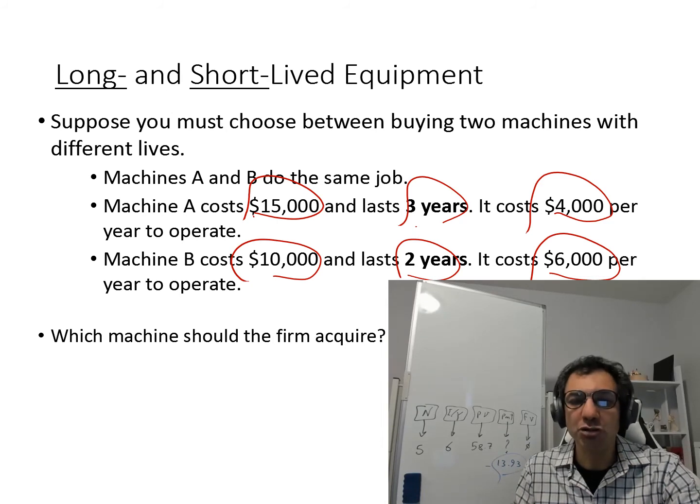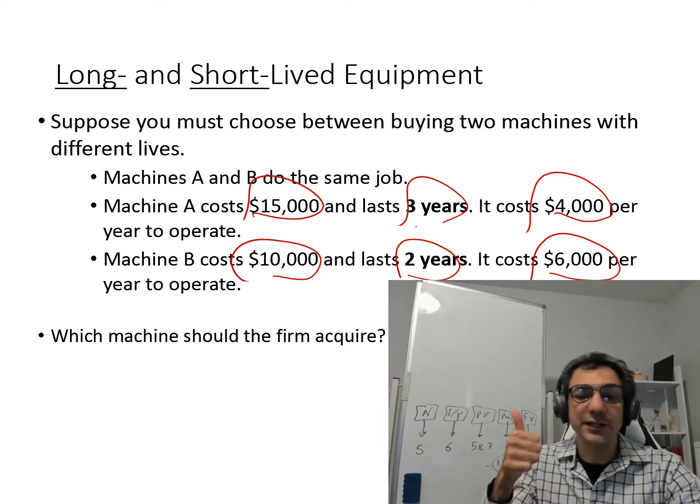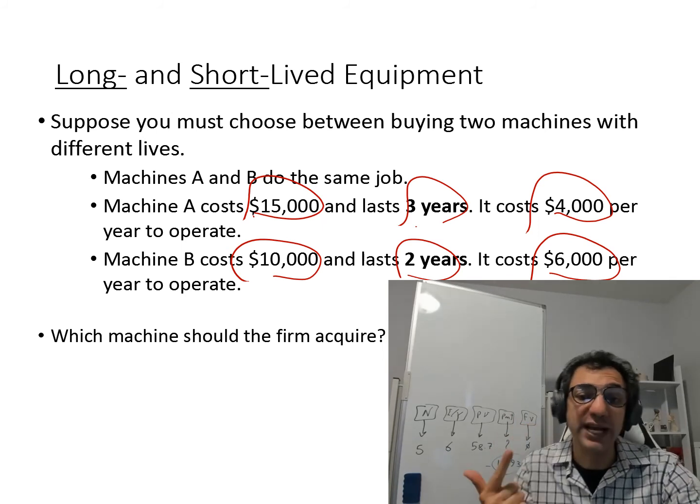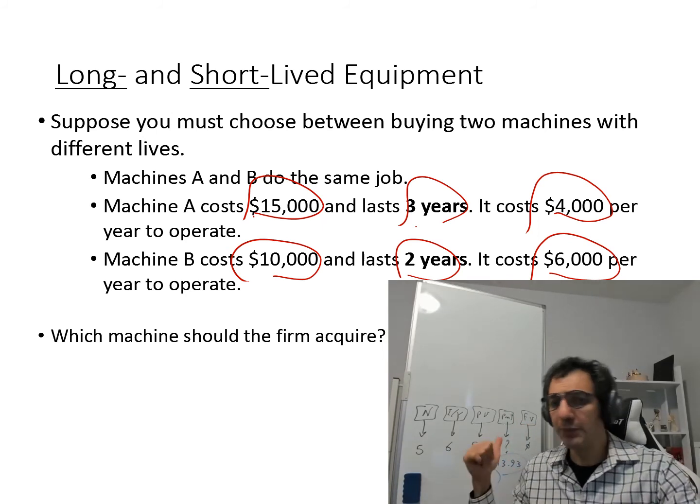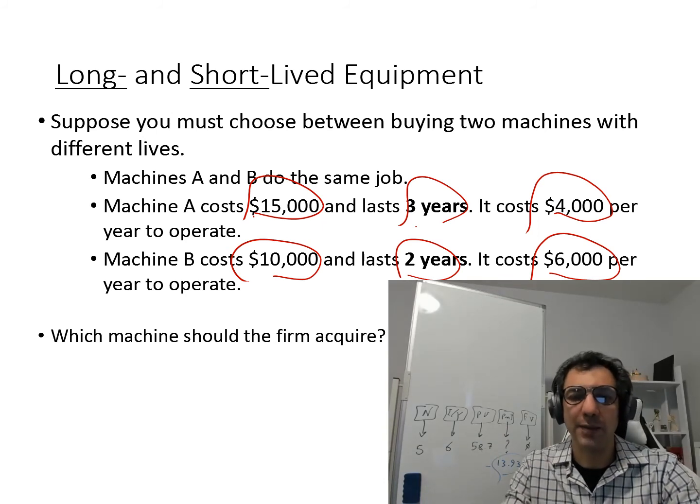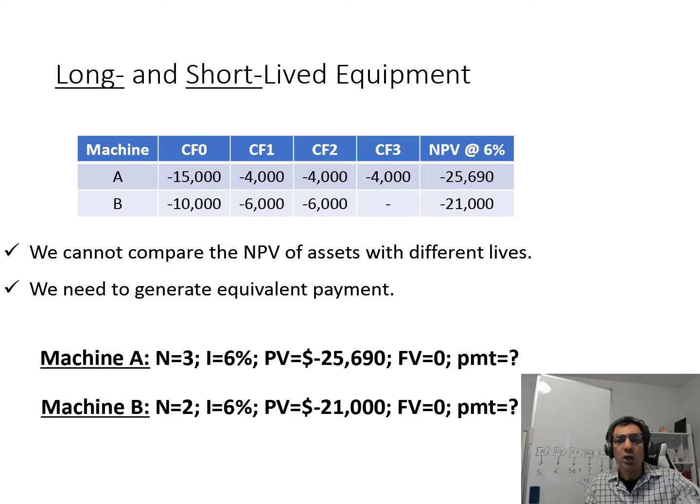So which machine do you need to use? Similar argument as in the first step: find the NPV and then generate the equivalent annual cost, which based on the financial calculator is your payment. So let's do this. I calculated the NPV for machine A. As you see, it is 25,690 based on these cash flows, and the discount rate is 6%. And for machine B it is 21,000. So if you just go with the NPV, you will choose machine B because it's saying, you know what, it costs me less based on the net present value. I will choose that. However, we cannot compare these two projects.